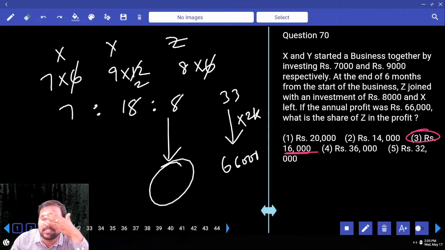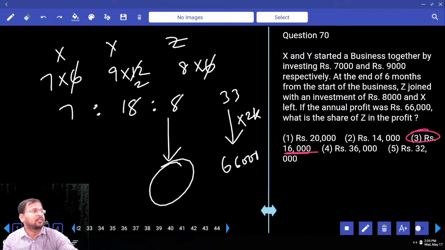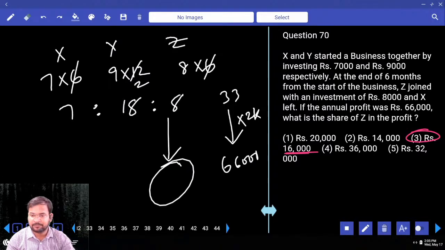Z joined after 6 months. After 6 months, X left. B is there for 12 months. Shall I go for the next question?